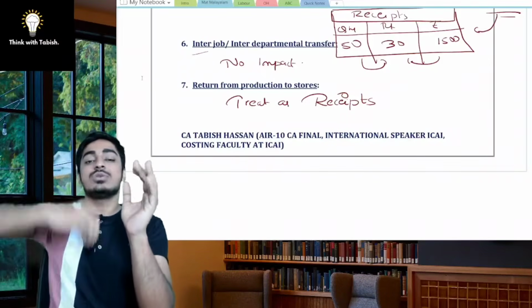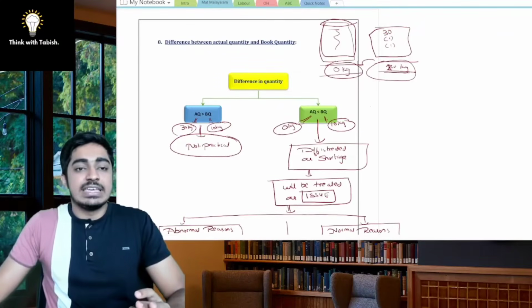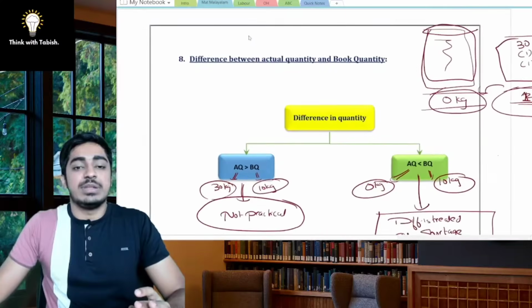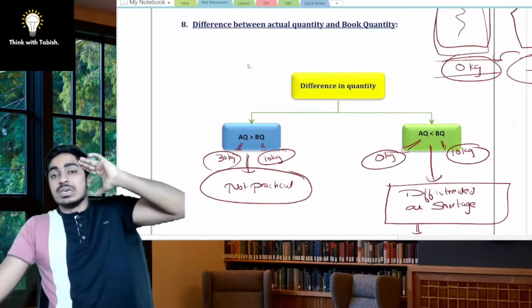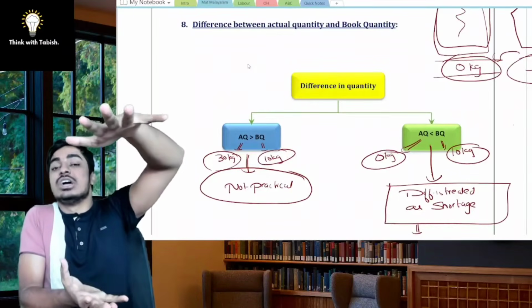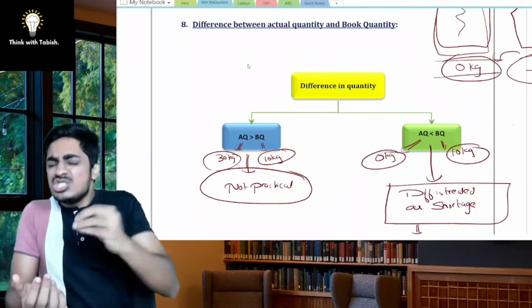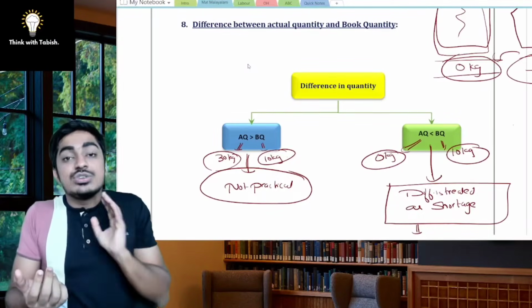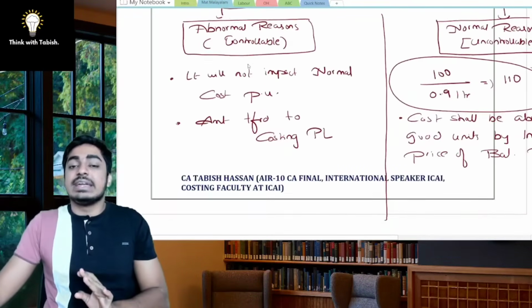We are receiving the goods, so it will be treated as receipts. Finally, if we have any difference between book quantity and actual quantity, yes, in the books it is showing that I have 10 kg, but in actual, I only have 2 kg. What happened to the balance 8 kg? It is shortage. It is issued somewhere. Where it is issued, we don't know, but it is issued somewhere. So we will be treating it as issued.